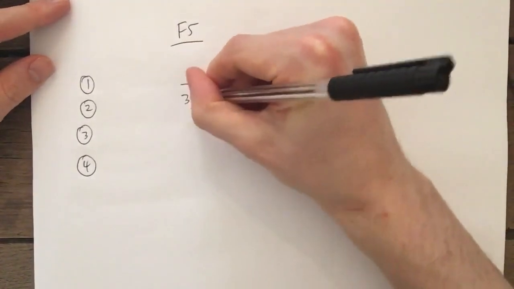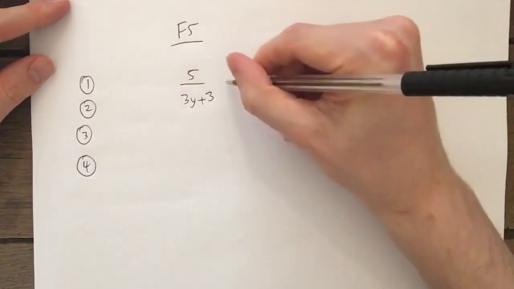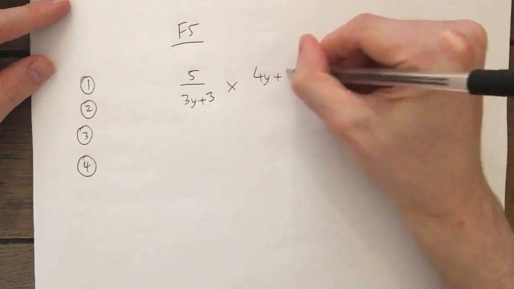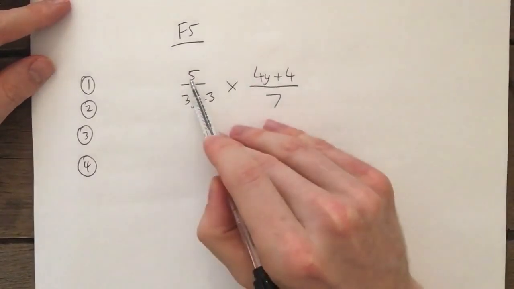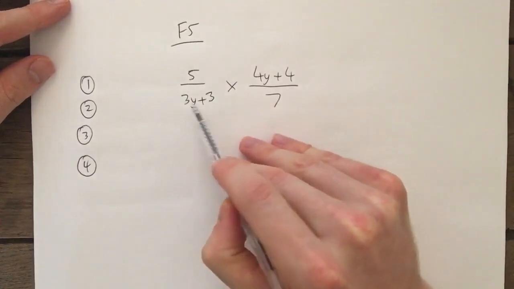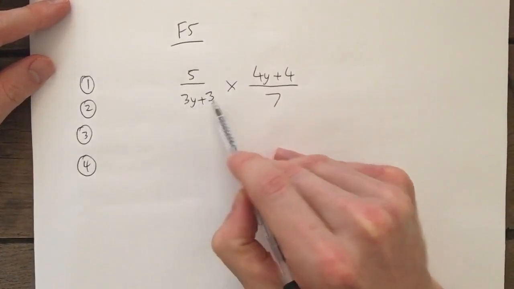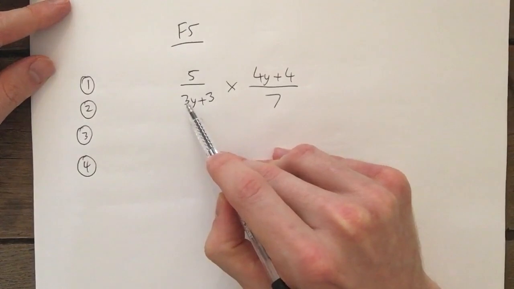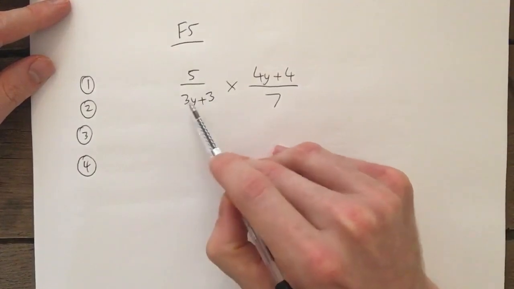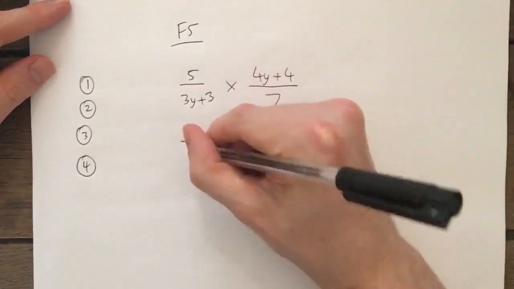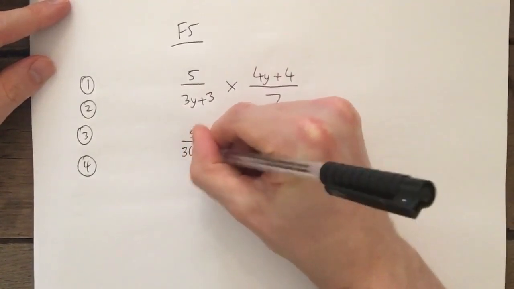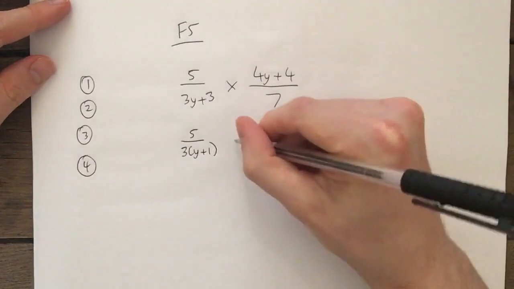Right, F5. 5 over 3y plus 3 times 4y plus 4 over 7. Okay, number 1, can I factorise first? Yes, I can factorise that. That's a simple linear factorisation. 3 comes out of the bracket because they've both got 3 in them, and then bracket y plus 1. So let's write that down. 5 over 3, bracket y plus 1, close bracket, times by.